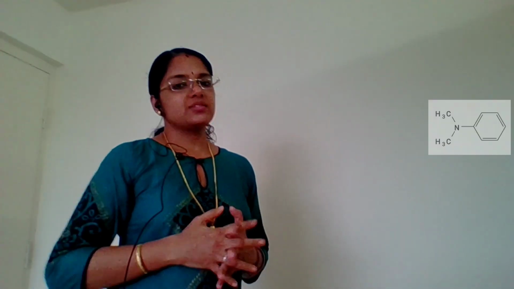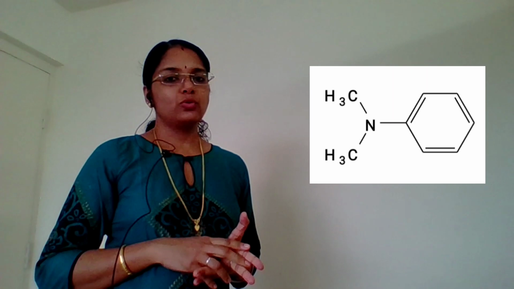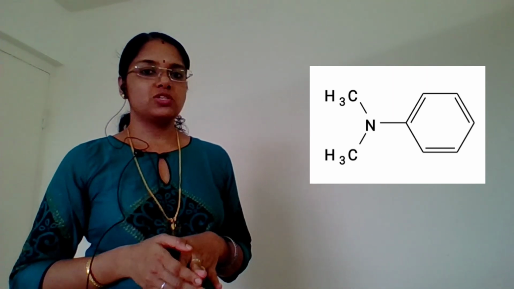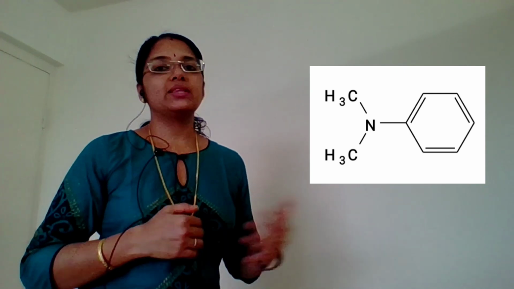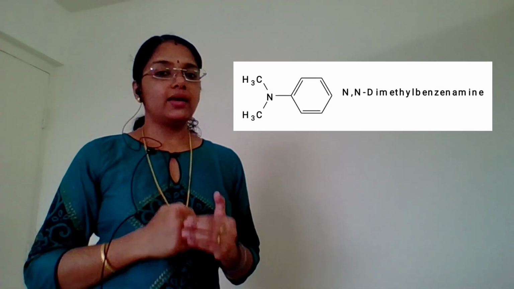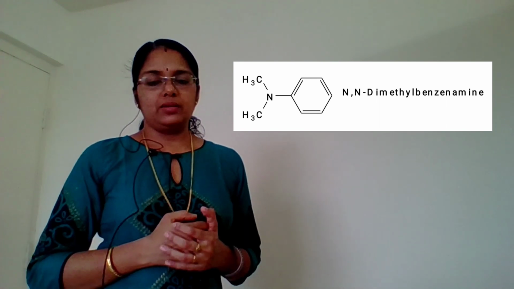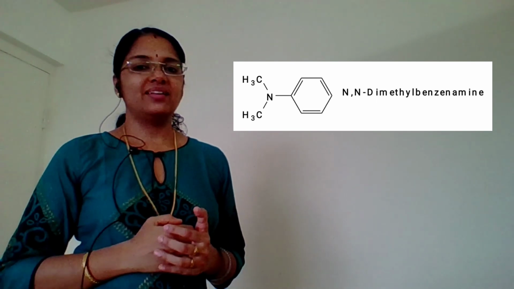Coming to the last structure, it contains 2 methyl groups and 1 phenyl group. We have to consider the phenyl ring as the chain and the 2 methyl groups as substituents. So we can name it as N,N-dimethyl benzenamine as its IUPAC name.